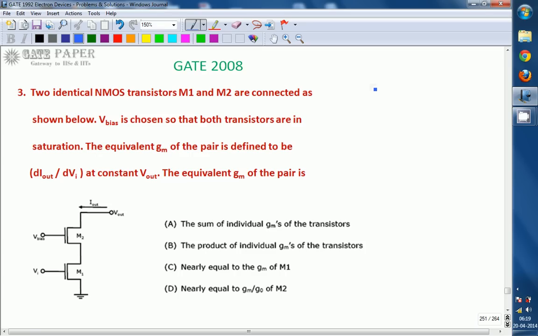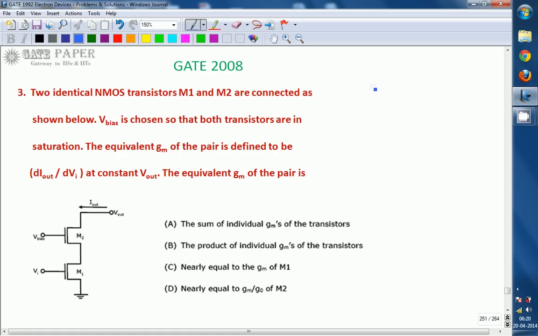The equivalent gm of the pair is... So what is the value of gm of the equivalent pair? A. Sum of individual gms of the transistors. B. Product of individual gms of the transistors. C. Nearly equal to gm of M1, nearly equal to gm by g0 of M2.